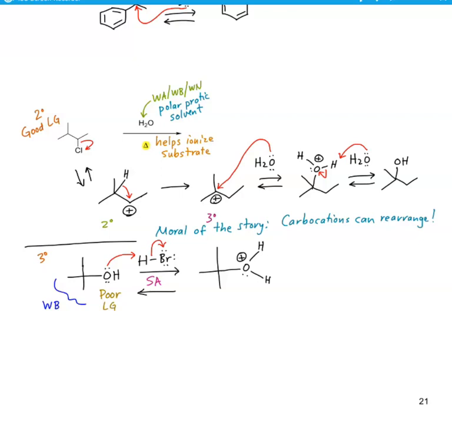And that is that water can leave. So water as a leaving group, or as a neutral molecule, is an excellent leaving group. So the water leaves. Remember, you still have a bromide ion in there that was released in the first step when the alcohol attacked HBr. The bromide ion can attack the carbocation and give you the product of a substitution.